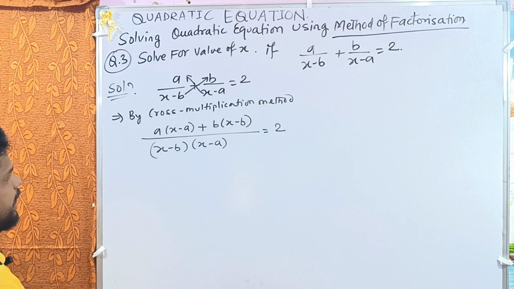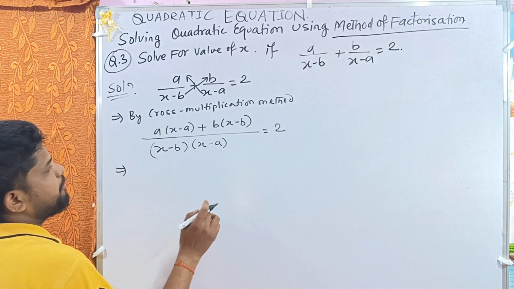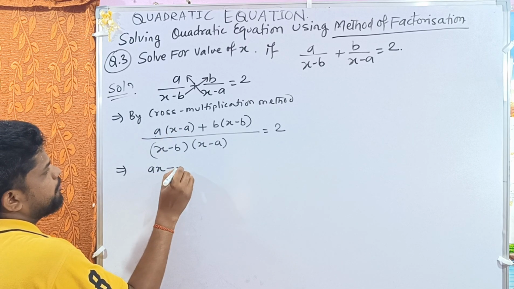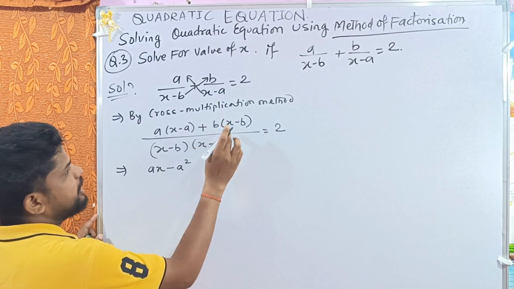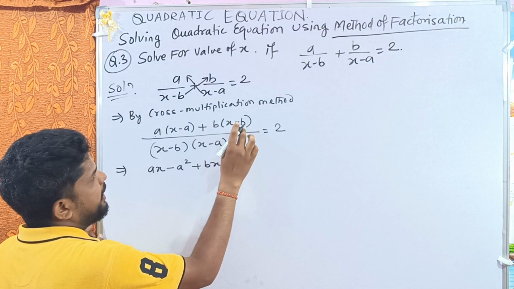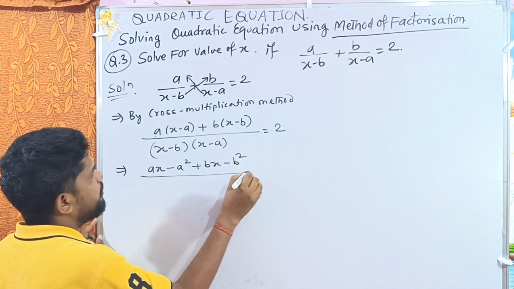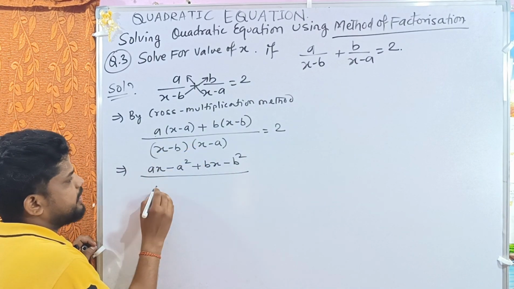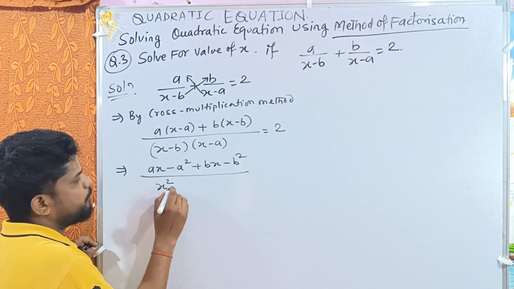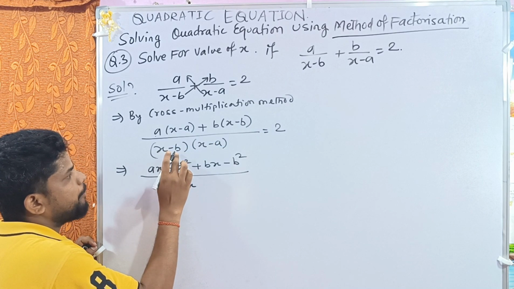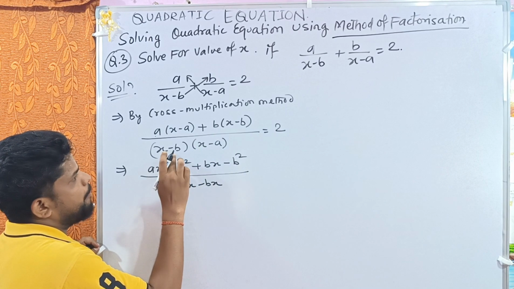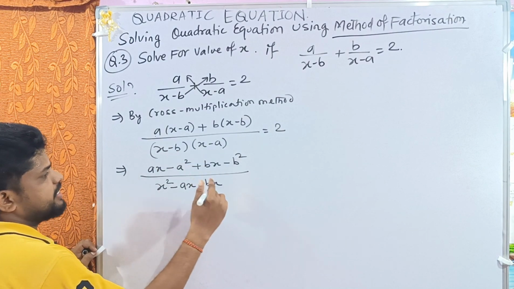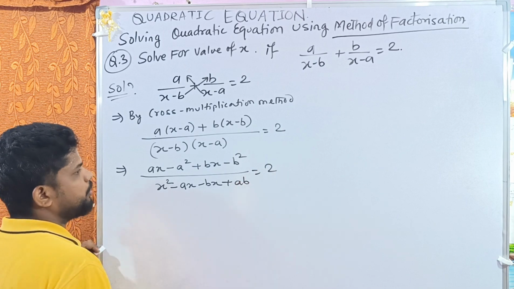Yes or no? Yes. Now the numerator part can be expressed as a into x, ax, a into minus b, that is minus ab, b into x is plus bx, b into minus a is minus ab, whole divided by x into x is x square, x into minus a is minus ax, minus b into x is minus bx, minus b into minus a, minus minus will be positive, and a into b is just ab. This will be equal to 2.